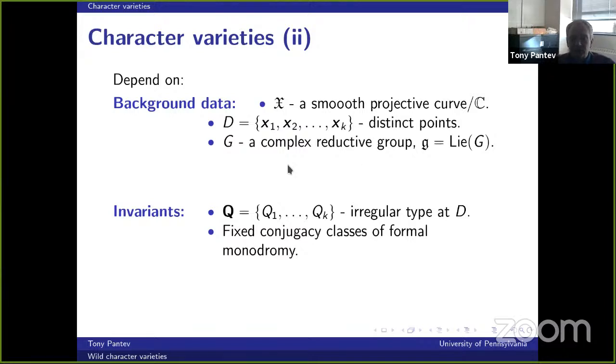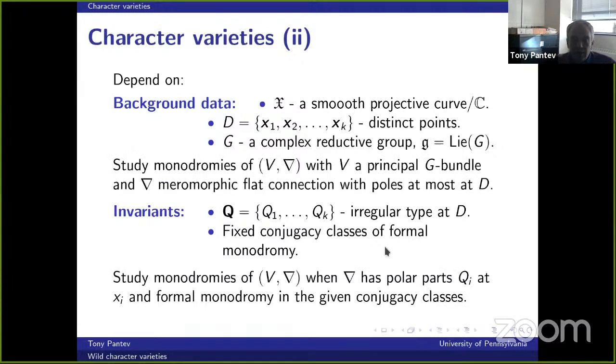Those invariants are what's called the irregular type of the connection. So for each of the punctures, I'm going to fix a Laurent polynomial, the k Laurent polynomials Q1 to Qk, which will be the fixed conjugacy classes of the Laurent tail of the connection. And I'm also going to fix a matrix, which is going to be the formal monodromy for the connection around that point.